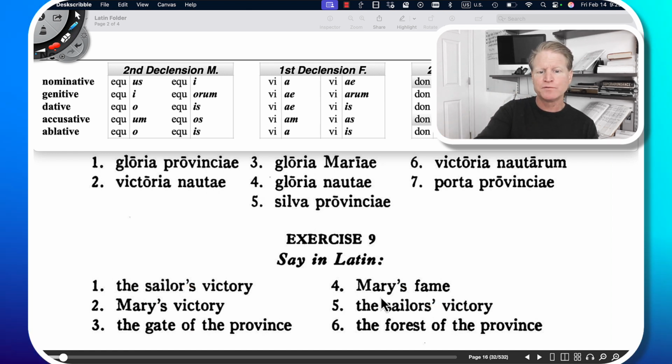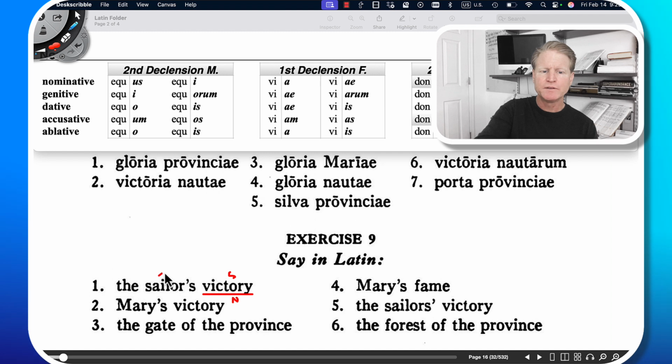Now with 1, 2, 4, and 5, we could switch it up and say the victory of the sailor, the victory of Mary, the fame of Mary, and the victory of the sailors. But instead, Mr. Henle has us using apostrophes here. So when you see the apostrophes, I also want you to think, oh, genitive case, because that really means of. Okay, so the sailor's victory, the victory, subject of the sentence, nominative case, even though we don't have a sentence here. I'm just getting you used to these symbols.